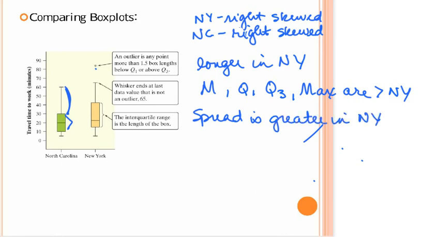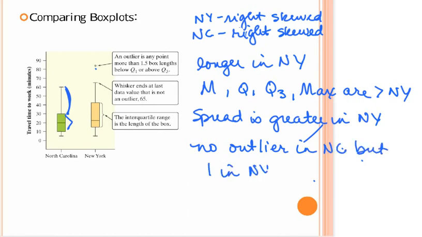And the outliers, we had one outlier in New York. There's no outliers in North Carolina. And that's how you compare them. So we can get a lot of information when we compare them. We'll be doing an exercise with this in class.